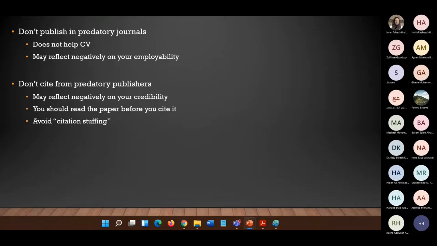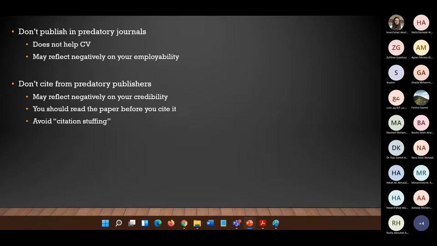Don't cite them. This is another important thing. Some people, when they want to write their literature review, go to Google Scholar and type in the keywords of their focus, and then they cite everything they see. This is my literature review, just citation stuffing. You shouldn't do this. If you want to cite something, you first need to read that paper, obviously. And not only the content of the paper, but where it was published also. If it was published in a predatory publisher, then it's better to avoid citing that paper, because it will reflect negatively on your credibility when you submit your paper to a genuine journal.